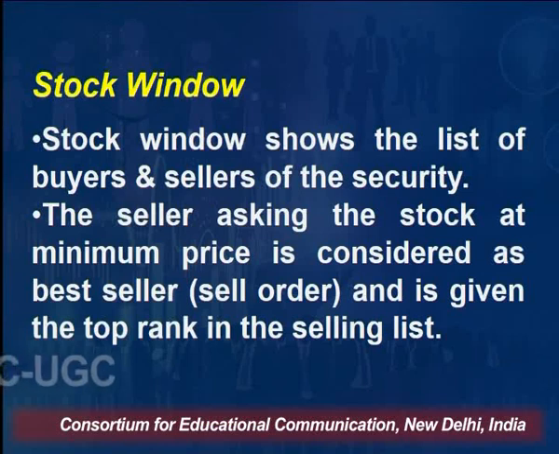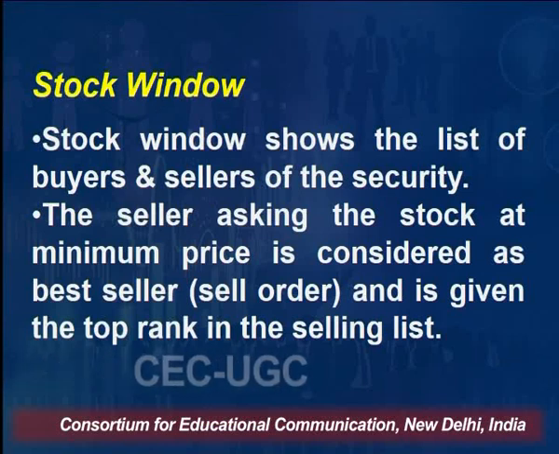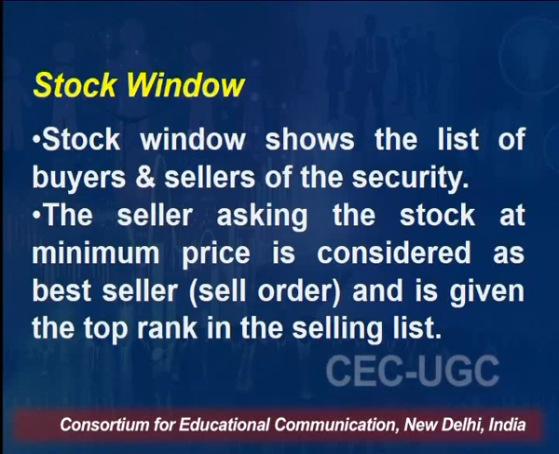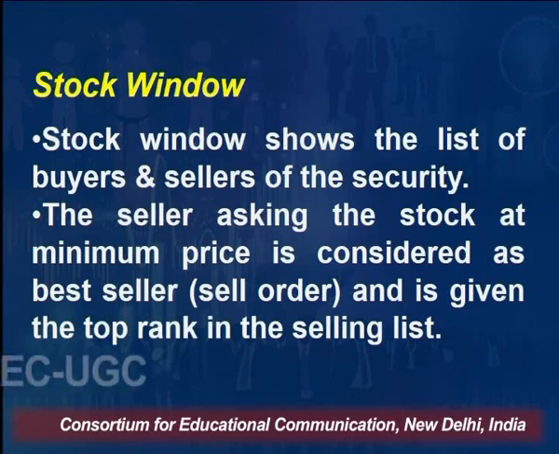The seller asking the price at minimum price is considered as the best seller. If you want to sell from the stock market point of view, the seller who is ready to sell at the least price is known as the best seller. And the other way around is the case for the buyer. The best seller is given the top rank in the selling list, means the first transaction that will take place will be of the best seller, the seller who has quoted the minimum price amongst the sellers who want to sell their share, right?